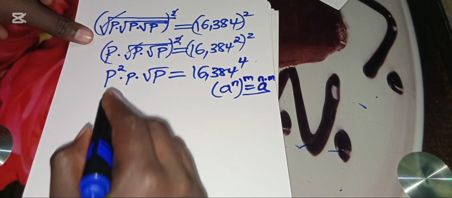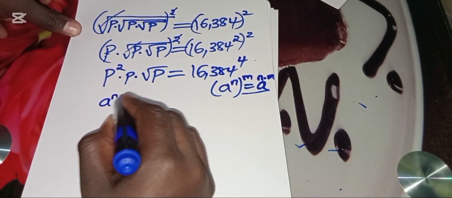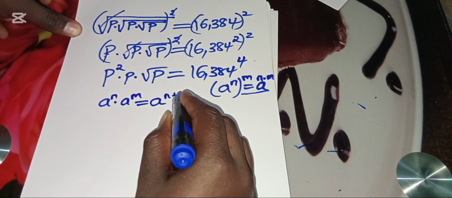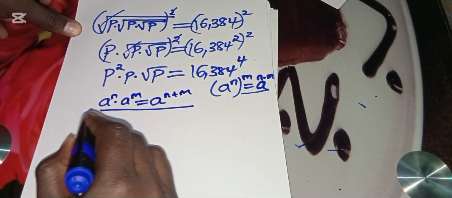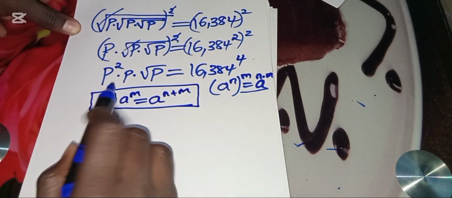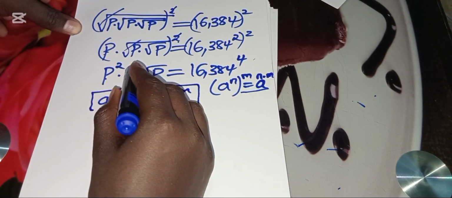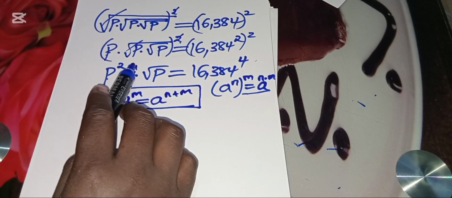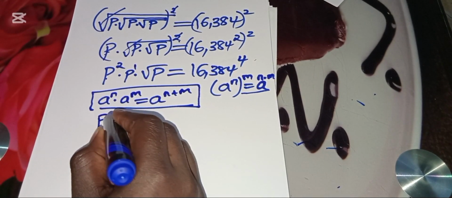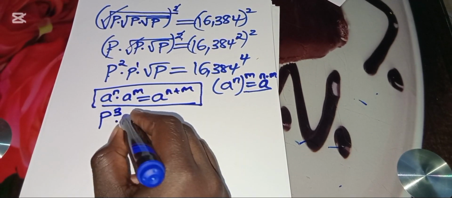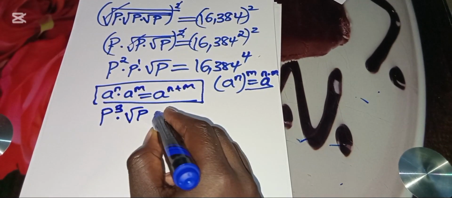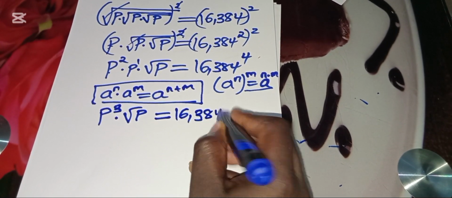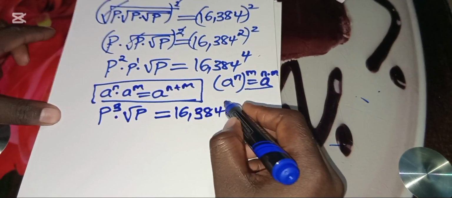Now in our case here, if you have a raised to power n multiplied by a raised to power m, this can be expressed as a raised to power n plus m. So if you apply this property, you have p squared multiplied by p, which is p raised to power 1. This is 2 plus 1, so we're going to have p raised to power 3, multiplied by the square root of p. This is equal to 16,384 raised to power 4.